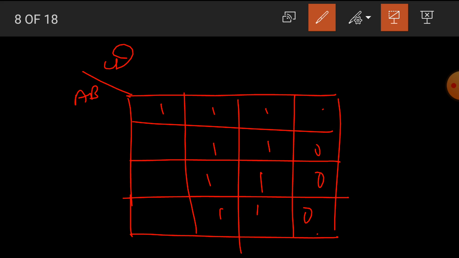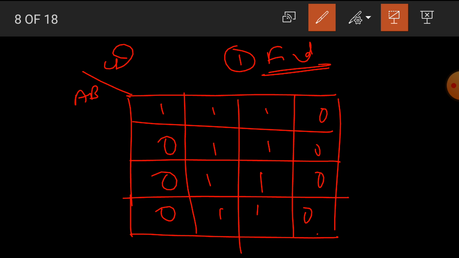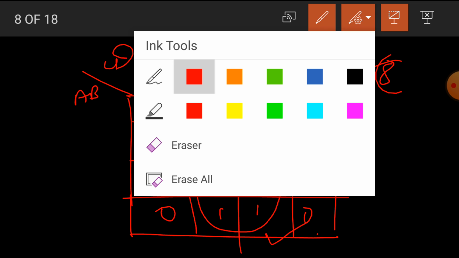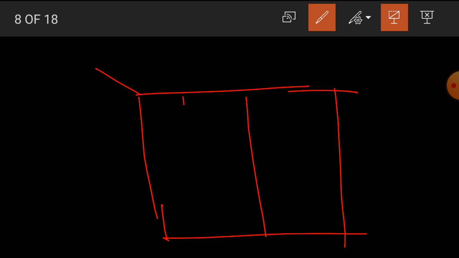If we get the Kmap of this, then our first step is to find the octet. Our first priority is to find the octet. Octet means 8 adjacent ones. Here we get the 8 adjacent ones, hence we get the octet here. Okay, if the octet is not present, then let's consider the next Kmap.